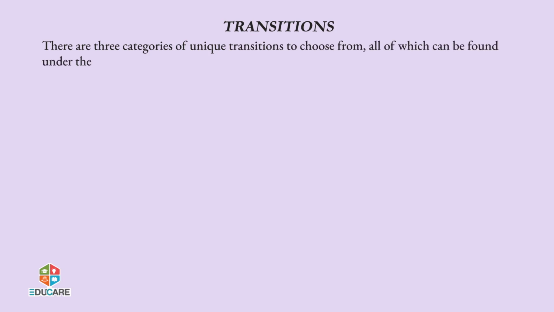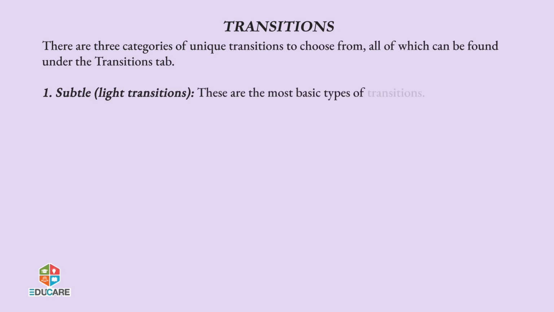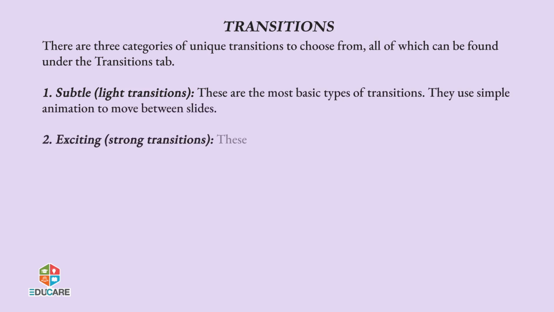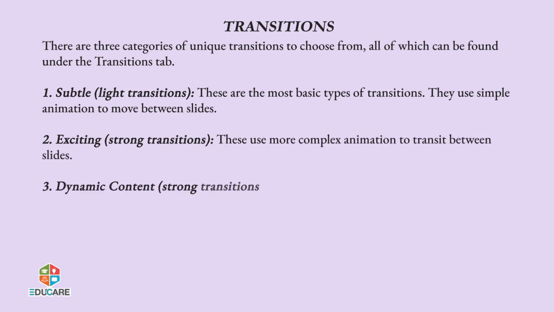Subtle, light transitions. These are the most basic types of transitions. They use simple animation to move between slides. Exciting, strong transitions. These use more complex animation to transition between slides. Dynamic content, strong transitions that affect only text or images.